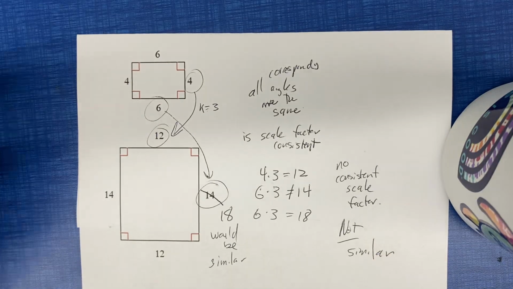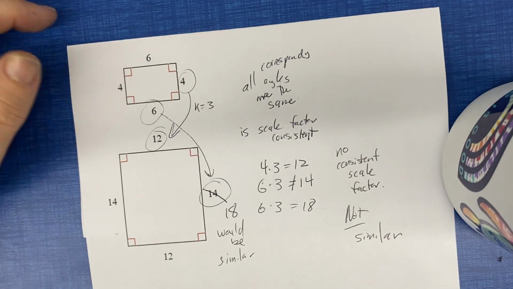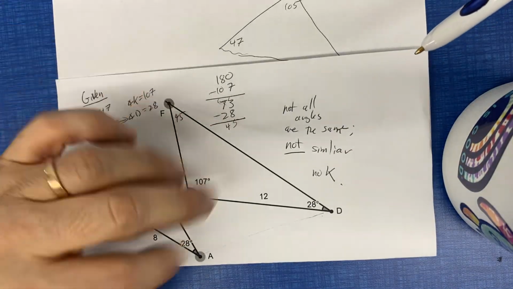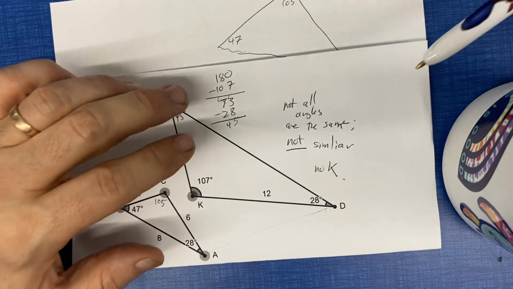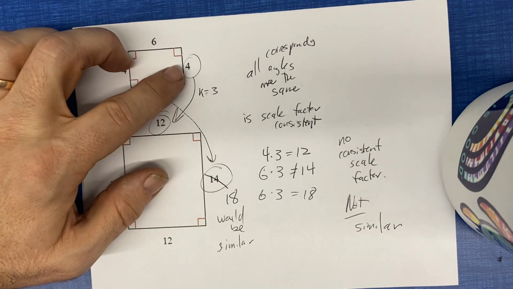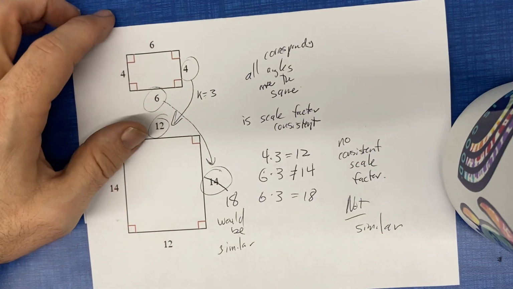So that's a little example of how to tell if two shapes are similar. If they're triangles, we can look at the angles. If we know all three angles, we can compare the angles, and that's enough information. If they're not triangles, then the only way to determine if they're similar is to see if they have the same scale factor, if they're proportional.